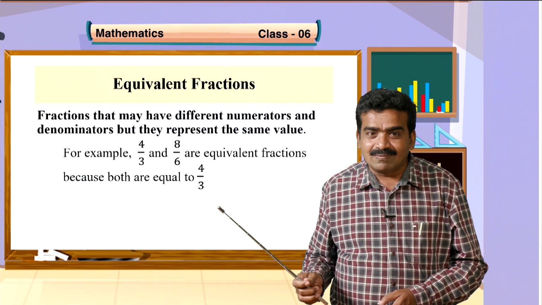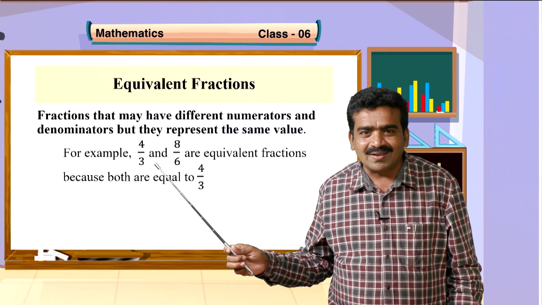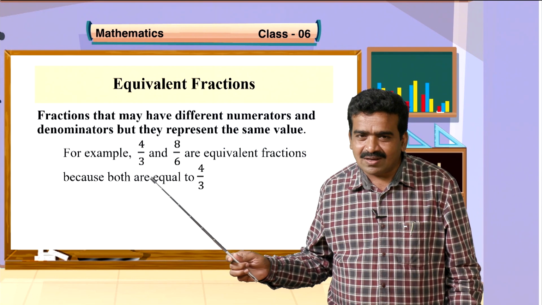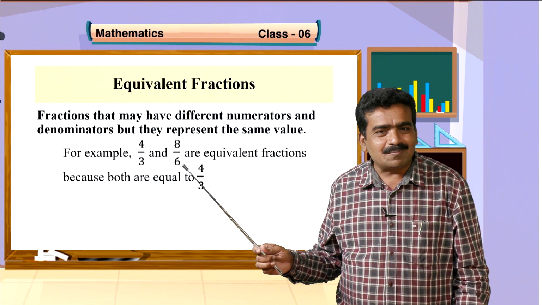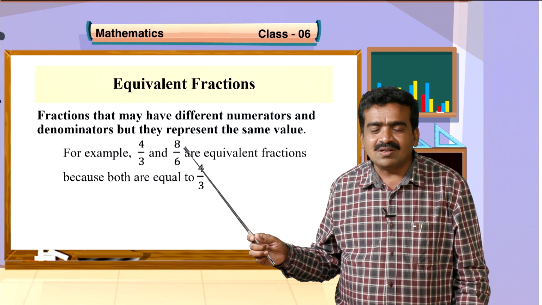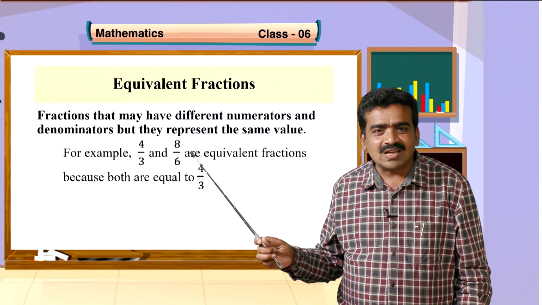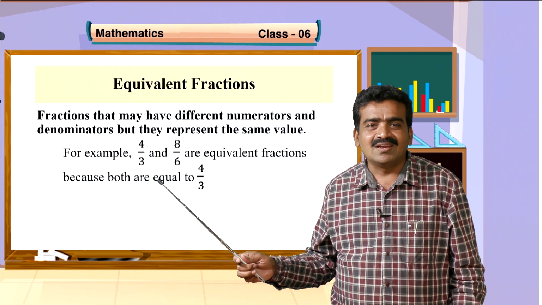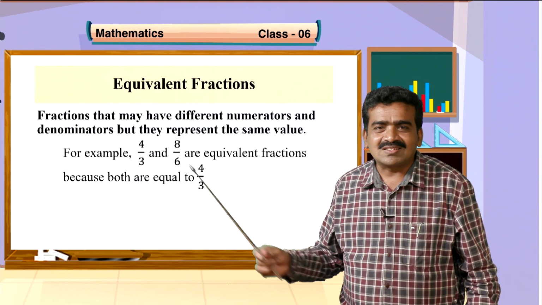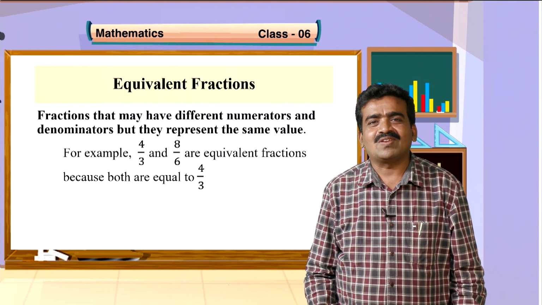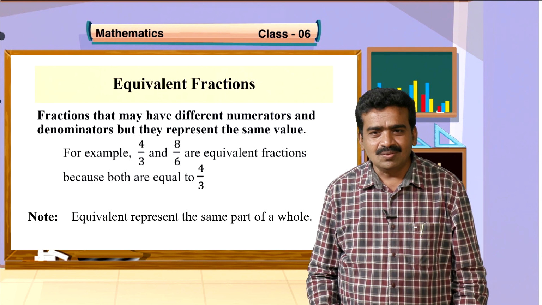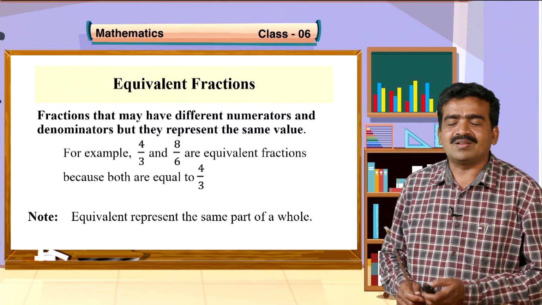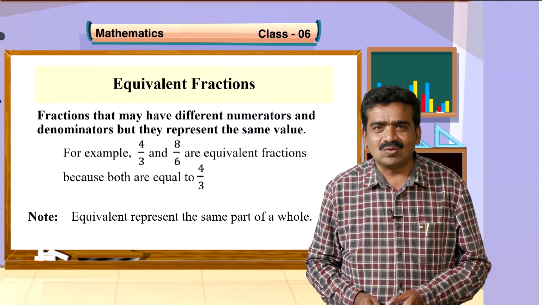For example, I am taking another example, 4 by 3 and 8 by 6. So, 4 by 3 is already in simplest form. 8 by 6, if you are going to divide it by 2, 2 fours and 2 threes, can also be written as 4 by 3. So, therefore, these two fractions are examples of equivalent fractions. Now, equivalent fractions represent the same part of a whole, that is the important thing you have to note.